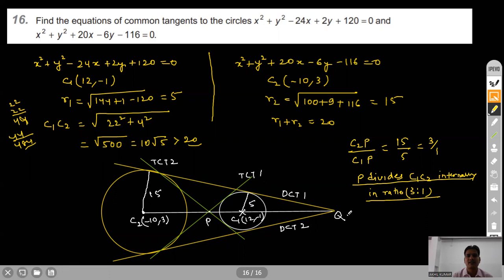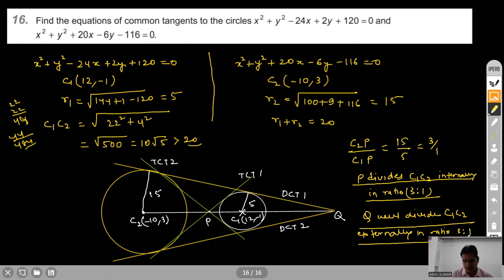And for direct common tangents, if you observe, this Q will divide this C1, C2 externally in the ratio 3:1. This thing you should know, so that the coordinates of P and Q can be identified. Once we know the coordinates of P and Q, we write the equation of the direct common tangent and indirect common tangent, assuming y equal to mx plus c, or y minus y1 equal to m times x minus x1, where x1 and y1 are the coordinates of P and Q.